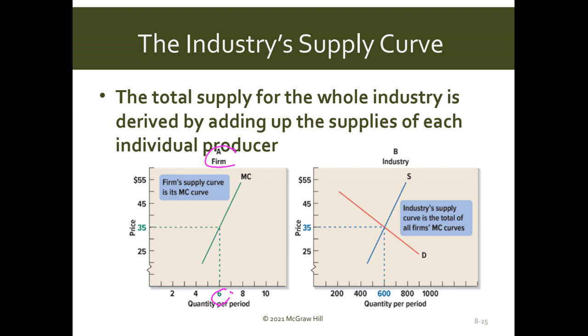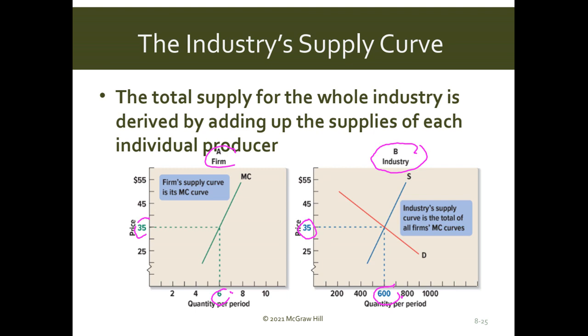Now look at this diagram, the industry diagram. At $35, same price, the total supply is 600. What does this mean? It simply means that there are 100 firms in this industry. How do I know? Because I know that each firm at 35 is selling 6 units, so there must be 100 firms. That is why 100 times 6 is 600. So at 35, 600 units will be supplied.